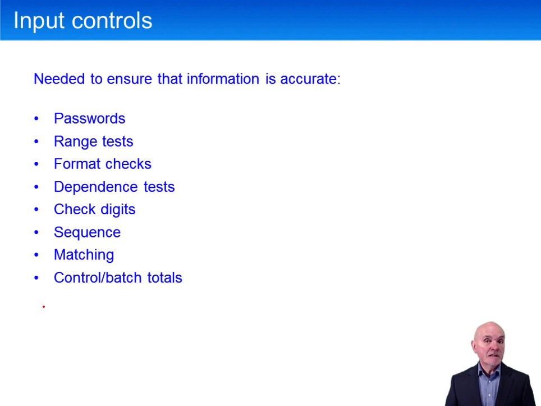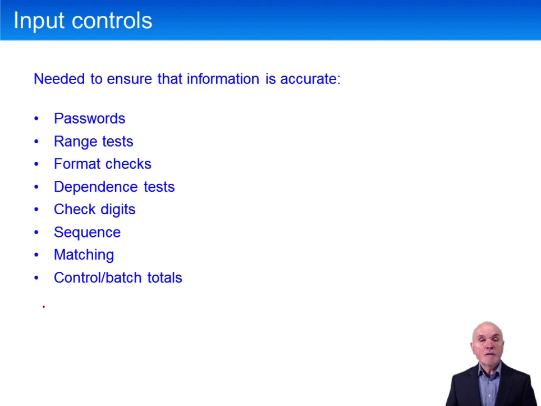Format checks. We've come across this in credit cards on the internet. Credit cards, there's 4 groups of 4 digits. The credit card number is 16 digits. This will reject something where maybe you only put in 12 of the digits, or you put in 17 or something like that.